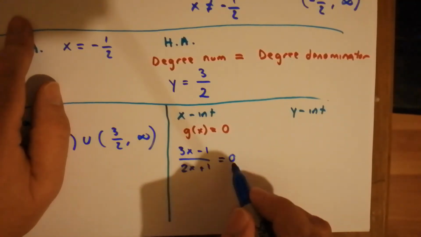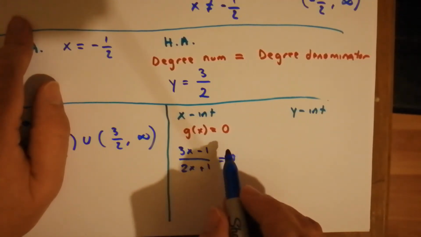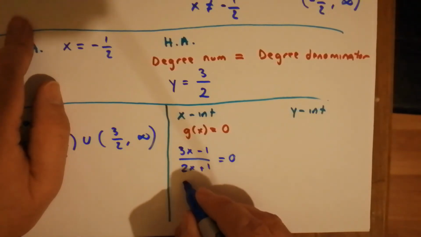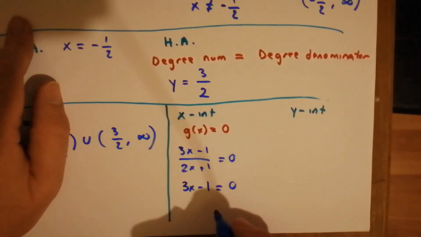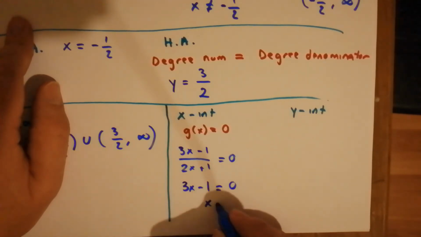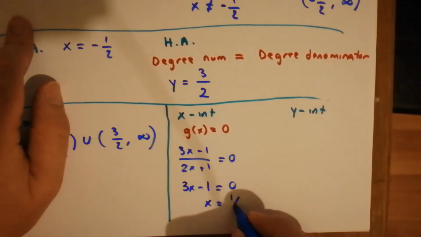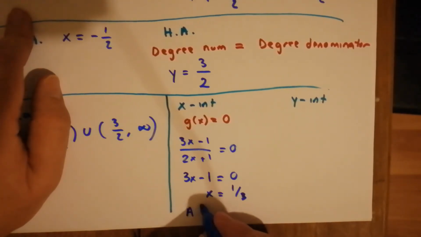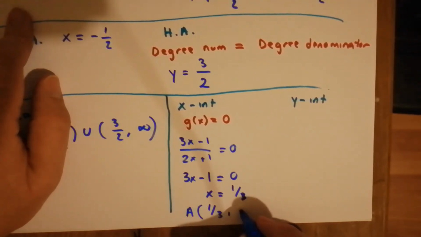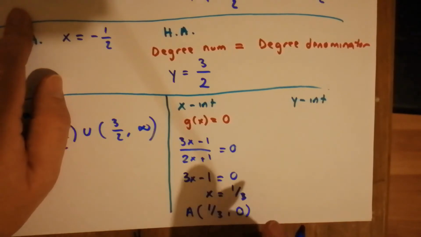I'm going to multiply anything times 0, it becomes 0. The only thing that matters is the numerator. So it's going to be 3x minus 1 equal to 0. And then isolate. So it's going to be x equal to 1/3. And we need to represent this as a point. So let's call it point A. It's going to be (1/3, 0).